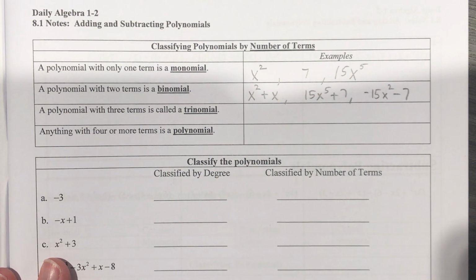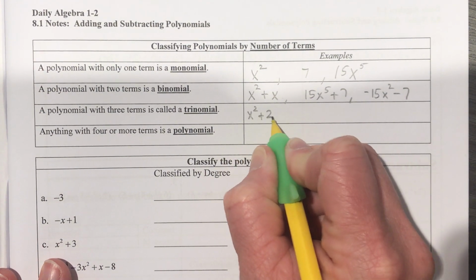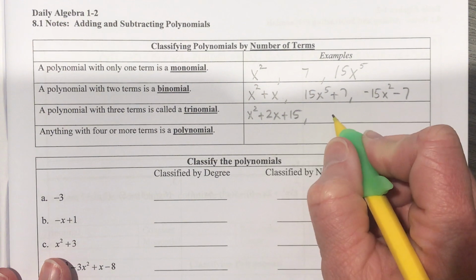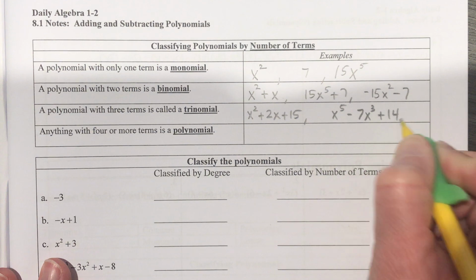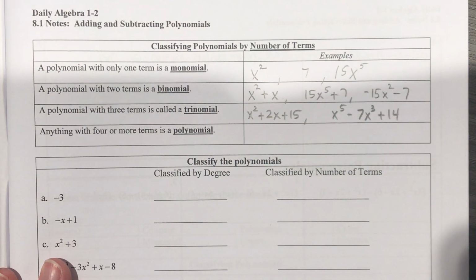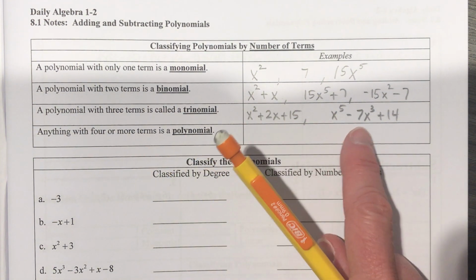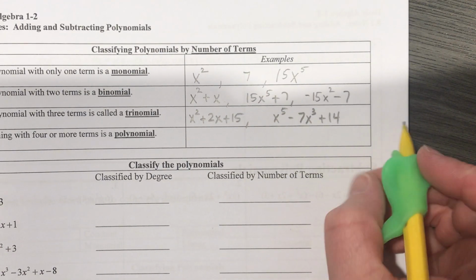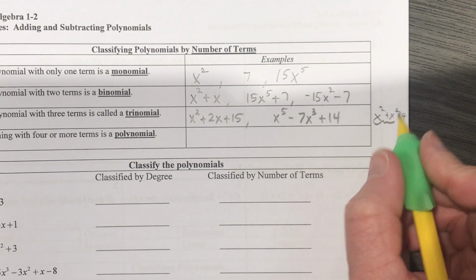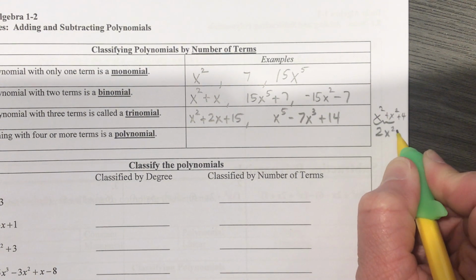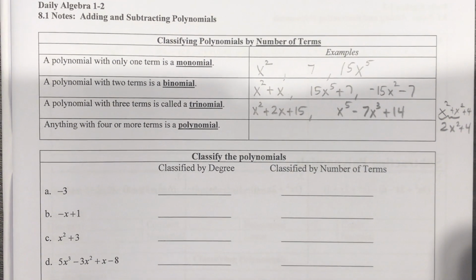And then trinomial, you're going to have 3 terms. So let's see here, maybe x squared plus 2x plus 15. Or maybe you have an x to the 5th minus 7x cubed plus 14. So there are 3 unique terms that cannot be added together. And that's probably important that I say unique, meaning you wouldn't be able to have something like this, let's say like x squared plus x squared plus 4, because this can be combined into 2 terms, which would be 2x squared plus 4. And so your terms to make a trinomial have to be unique and not be able to be added together.